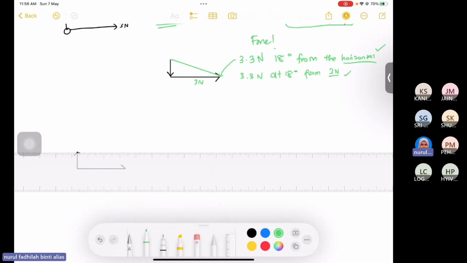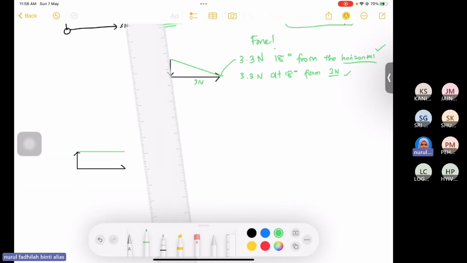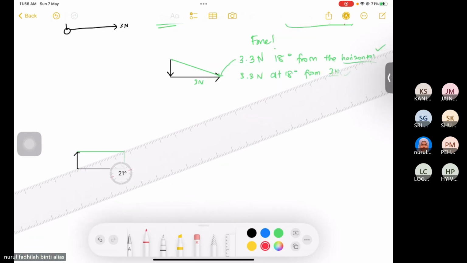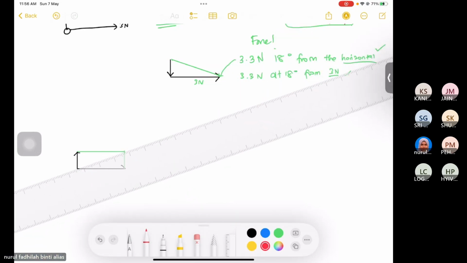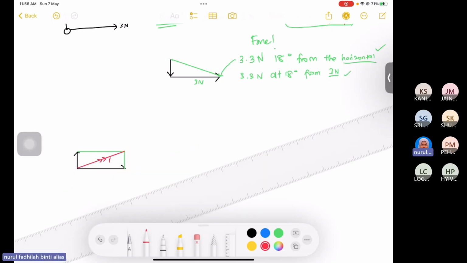So, this. Okay. And then this one is the same, parallel with the vertical one. So, parallel. Okay. And then where is the resultant force? The resultant force is this one. You draw the line along its diagonal. So, that is the resultant force.